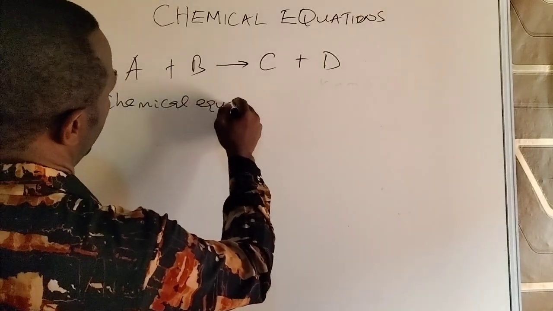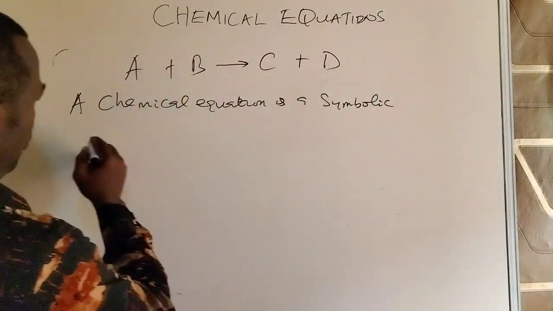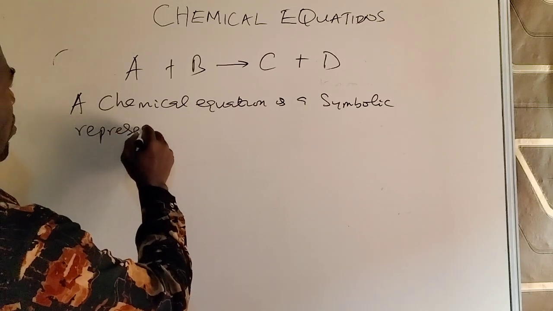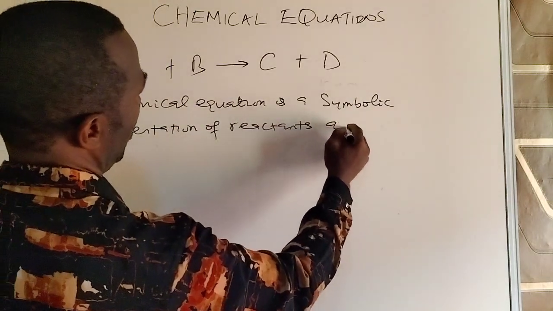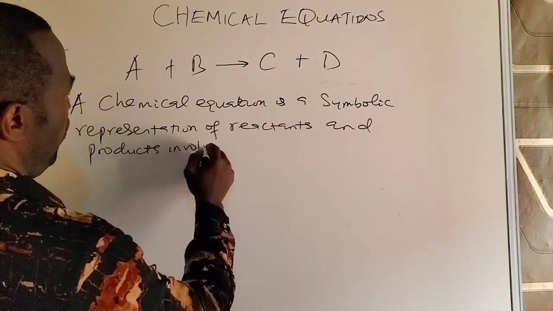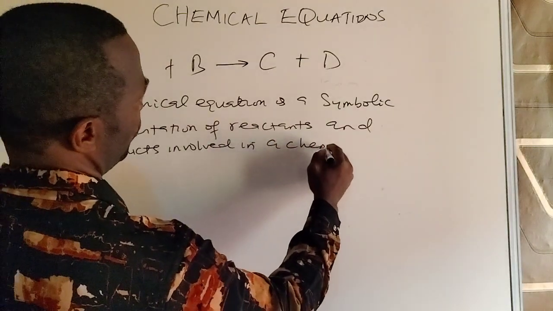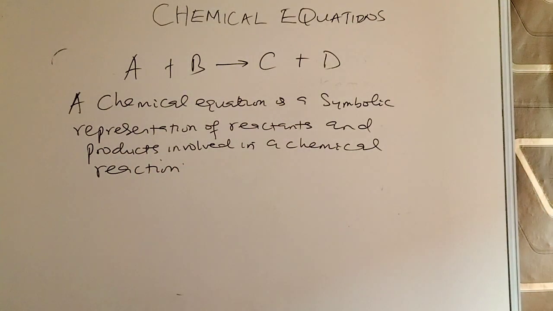A chemical equation is a symbolic representation of reactants and products involved in a chemical reaction. So a chemical equation is a symbolic representation of reactants and products involved in a chemical reaction. So that is what is meant by a chemical equation.